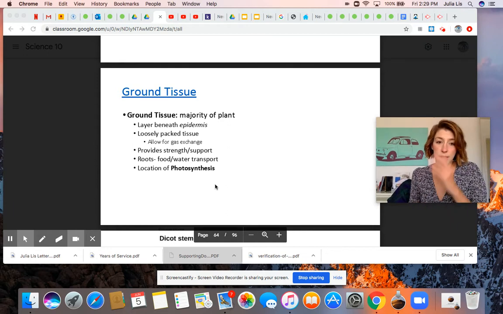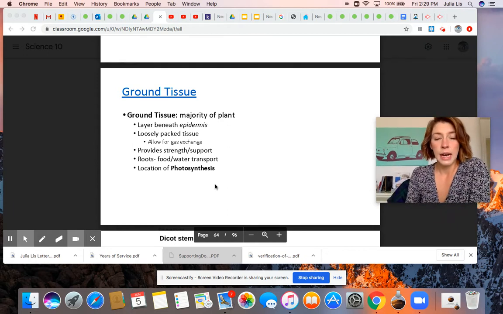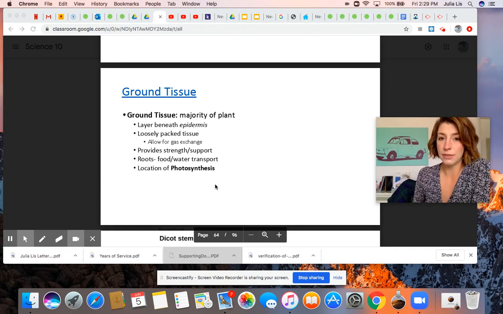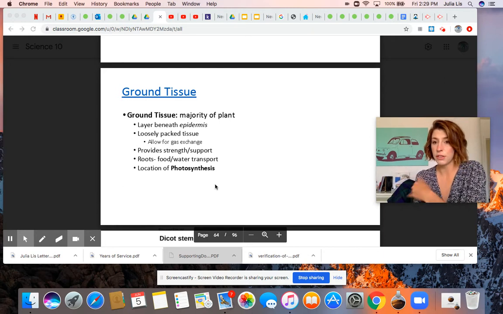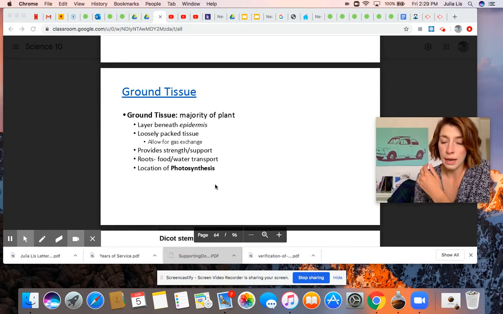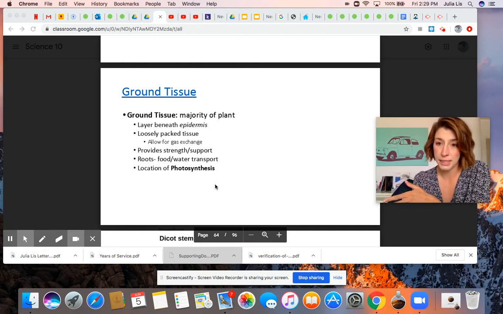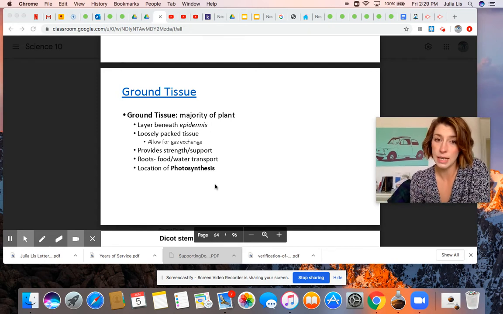Ground tissue, I'll get you to watch one or two videos this week. Ground tissue is a majority of the plant. It's the meat of the plant, located right below the dermal tissue. It's loosely packed tissue, and a lot of what you're going to find there are chloroplasts and vacuoles and cells that allow for gas exchange and for the production of sugars. Chloroplasts are those green pigmented cells that allow for photosynthesis to take place, and they're going to be found in your ground tissue.